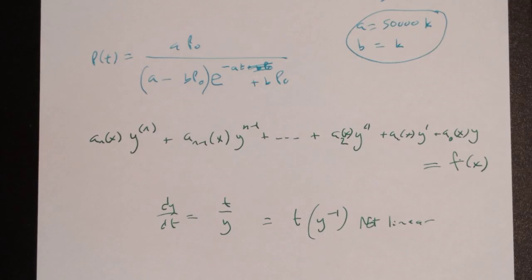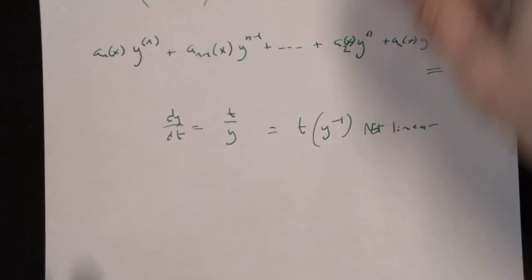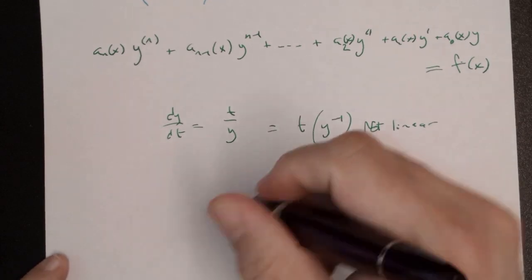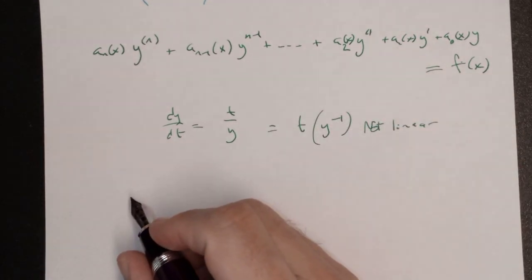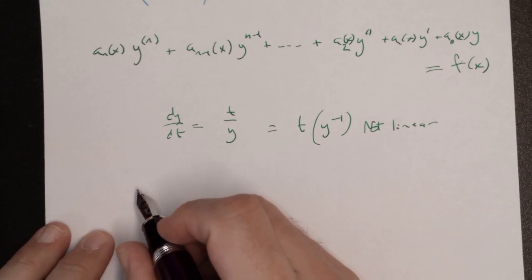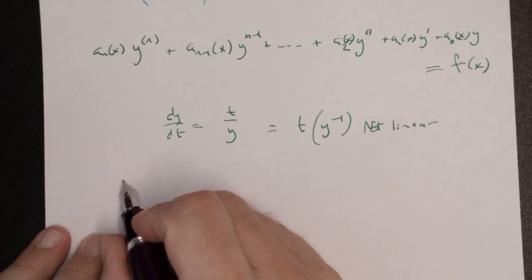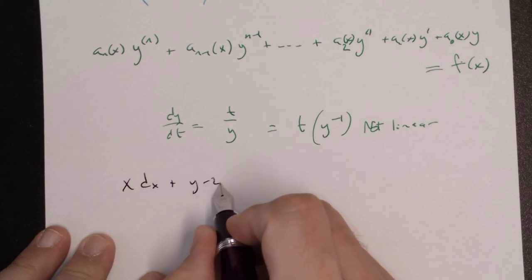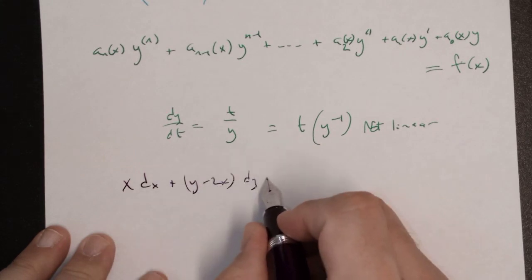More questions, ask me more stuff. Here's number 10 on example 103. If you'll read it to me, I'll give it a shot. And determine the order. Okay. Solve using an appropriate substitution. The equation reads x dx plus y minus 2x dy equals 0.